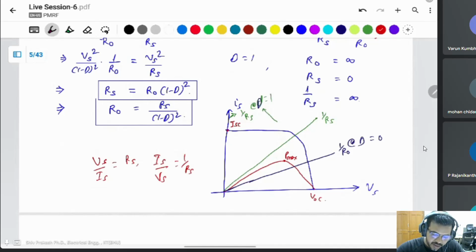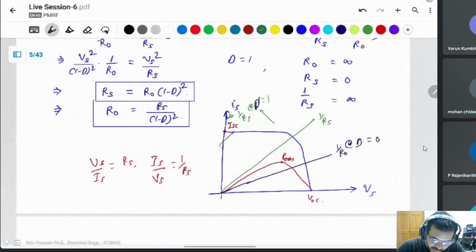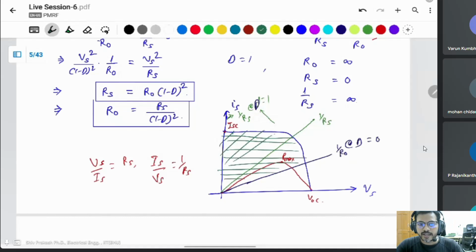That means the maximum power will be taken from here to here. This is the working range of the boost converter. It is not the whole range. It may be taken as the Pmax also. It may not be taken as the Pmax, depending on the load resistance and duty cycle.